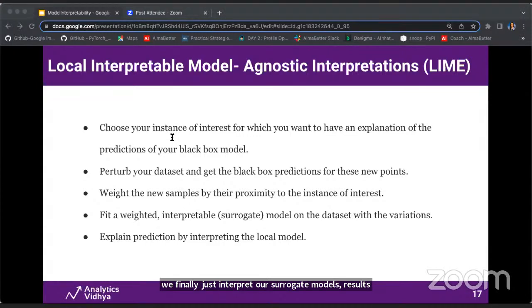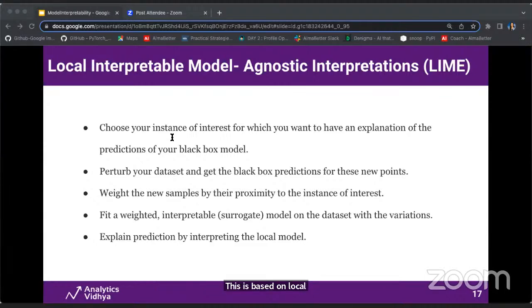Then we have the LIME approach. The full form of LIME is a little bit complex: local interpretable model-agnostic explanations. LIME is based on local surrogate models. Before this, we studied global surrogate models; this is based on local surrogate models.